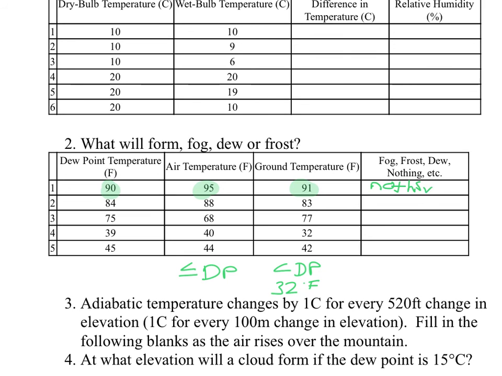Next, we will take a look at 84 and 88 and 83. 88 is greater than 84, so we don't get anything in the air. 83 is less than 84, so we get something on the ground. 83 is greater than the freezing point, so that makes it dew. Okay, number 3. 68 is less than 75, so what do we get in the air? We get fog.